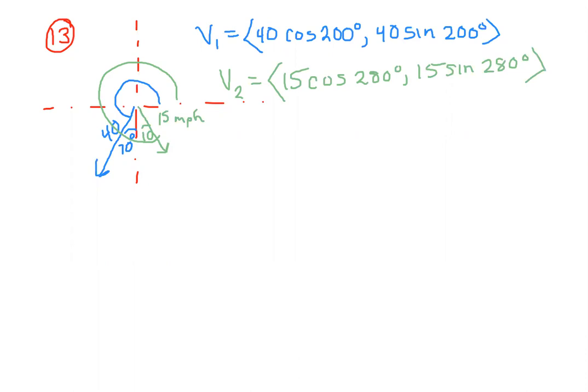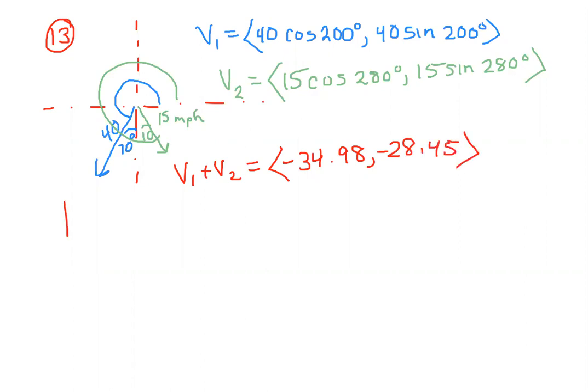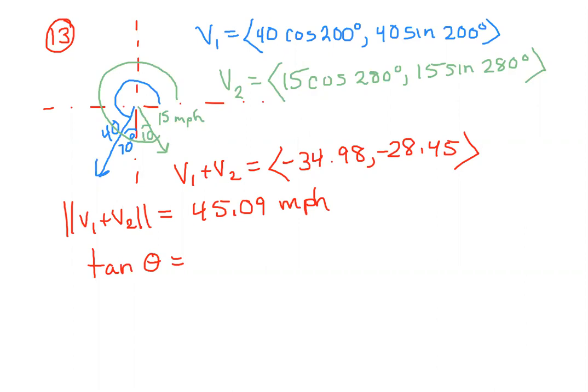Now we're going to put them together. And we get negative 34.98, negative 28.45. And when we find the magnitude, that's going to give us 45.09 miles per hour. And when we find our angle, we're going to use this. They're both negative, so the negatives cancel. What quadrant is this in? This is in quadrant 3.